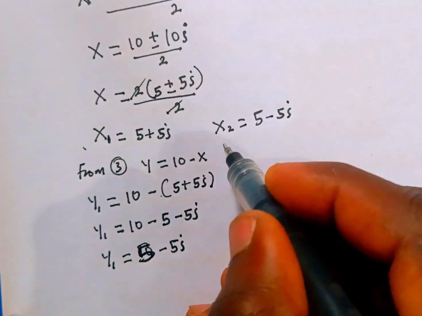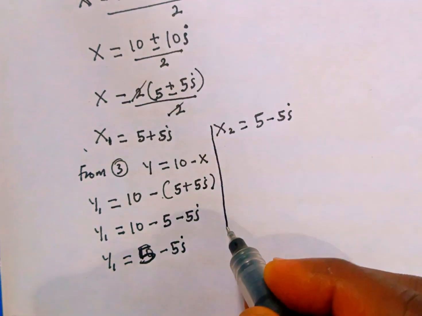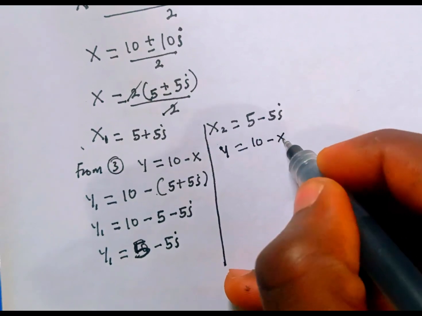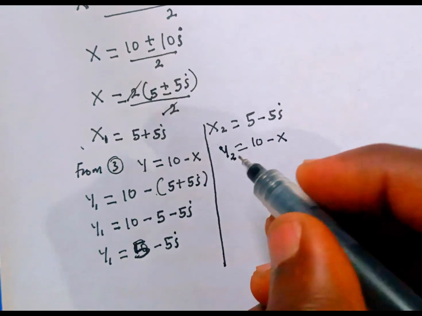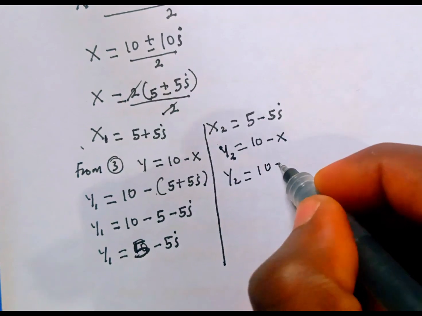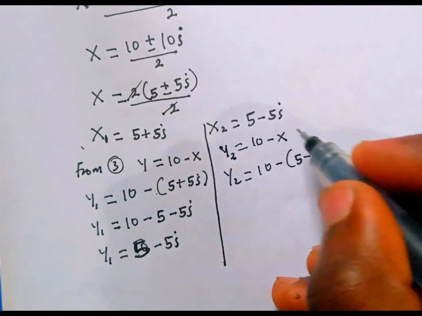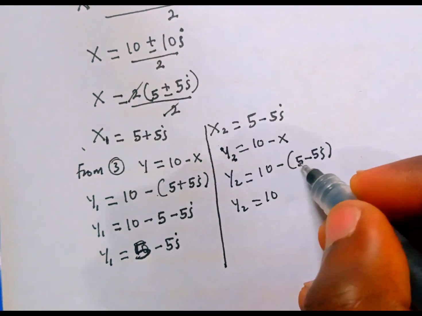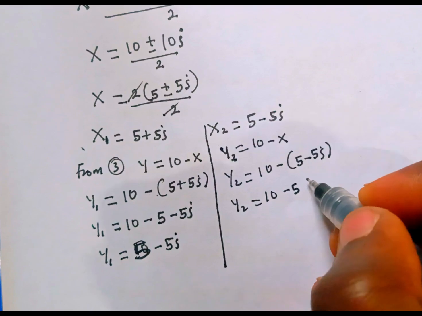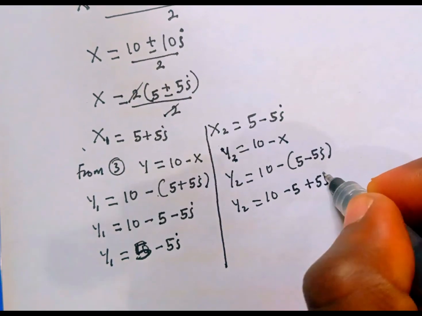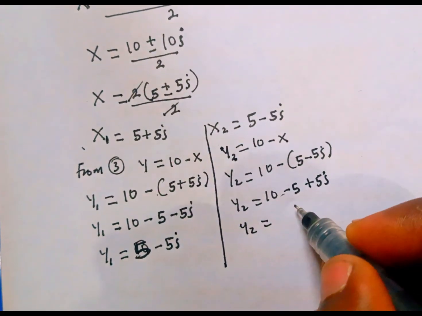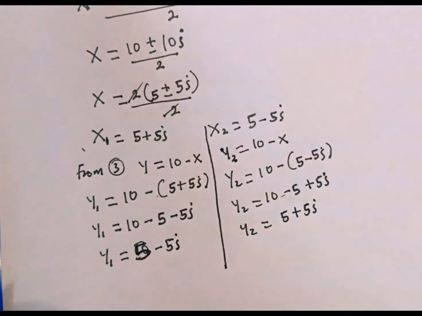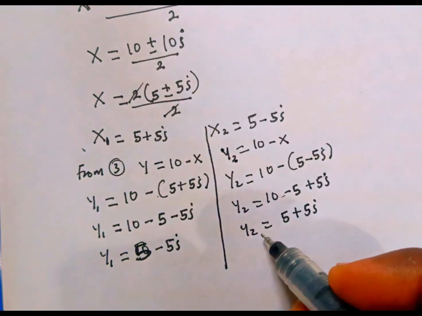Now to get the value of y2, we are going to substitute x2 into the same equation. From equation 3, we are given that y equals 10 minus x. So this is going to be y2, the second case. y2 will be equal to 10 minus, in place of x, we replace 5 minus 5i. So y2 will be equal to 10, then negative multiplied by 5 is negative 5, then negative multiplied by negative 5i is going to give us positive 5i. So y2 will be equal to 10 minus 5, which is 5, then plus 5i. So this is our x1, y1, and this is x2, y2.